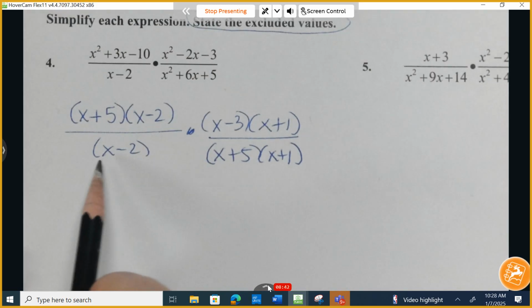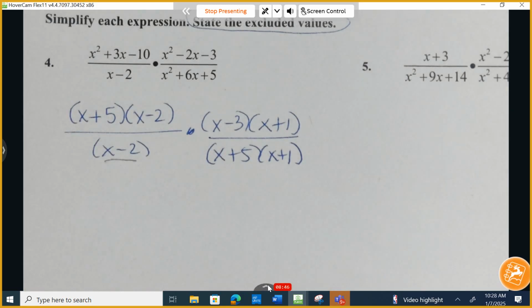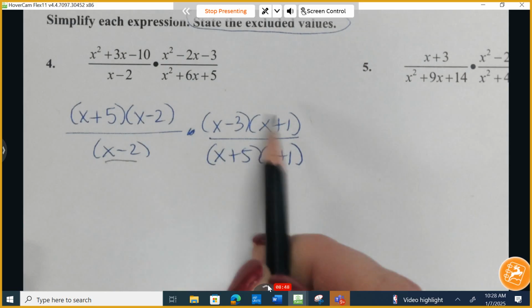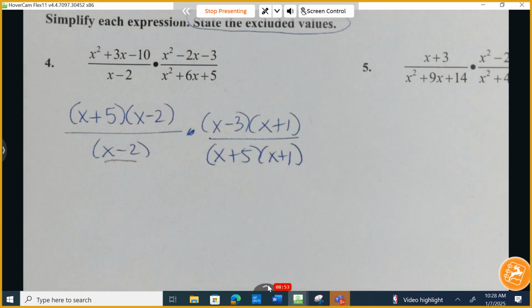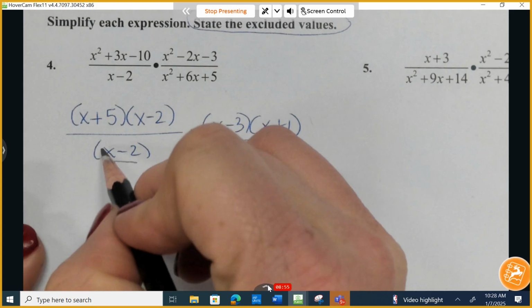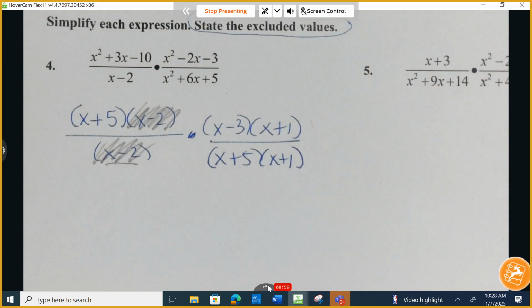So can everybody underline your first one? Do you see any groups on top? There's 4 groups on top. So it doesn't have to be directly above it. It could be off to the side. Do you see any groups on top that are exactly like x minus 2? So 1 for 1, I want you to cross out x minus 2 on top with x minus 2 on the bottom.